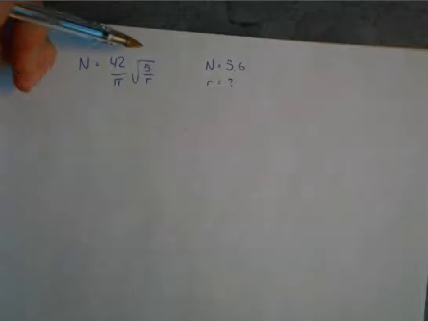So the first one, you are given this formula, and then you're told the value for n, and you need to solve for the radius. Sorry, I'm just going to go back and open up that question. So n is the number of revolutions per minute, and you need to solve for the radius in meters.